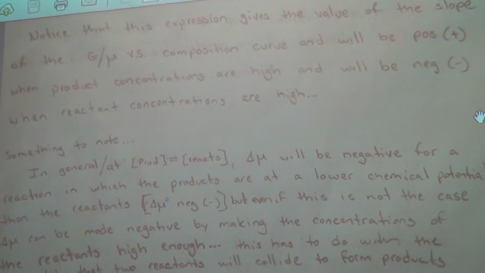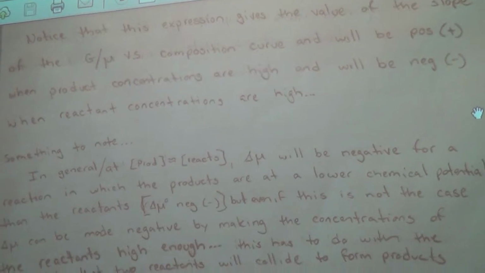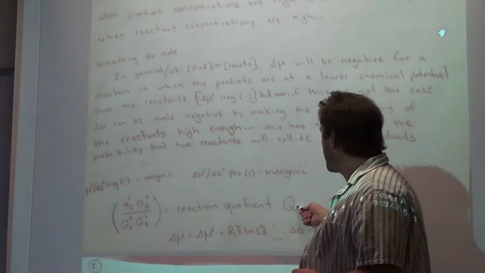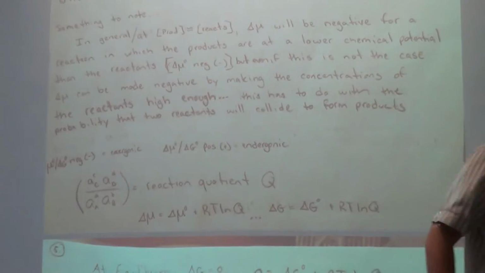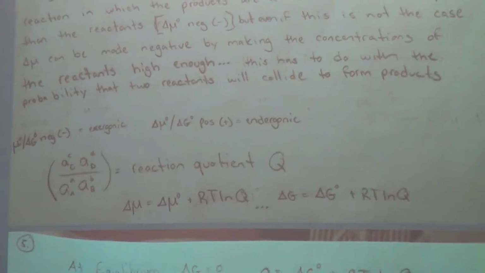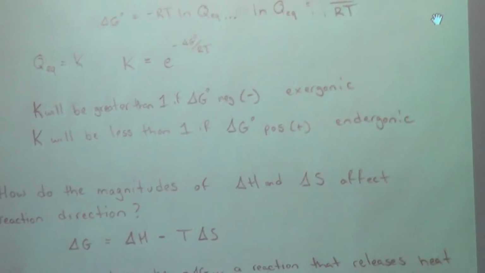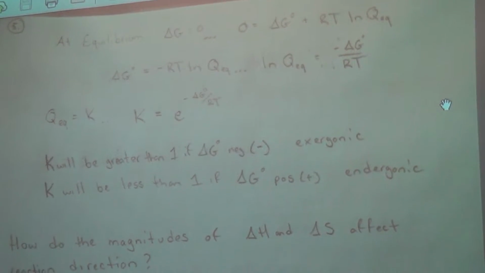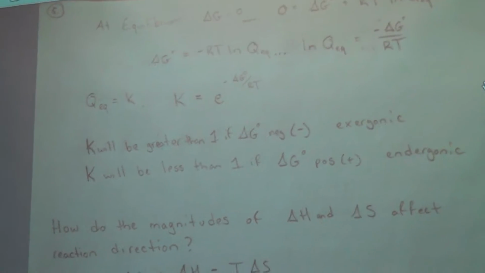I think that's what I just said, so I won't say it twice. You can go back and reread the notes. So we give this thing a name. We call it the reaction quotient Q. And you might guess that I'm going to tell you right now that at equilibrium, we give it a different name, and it is called K. So let's go there right now.